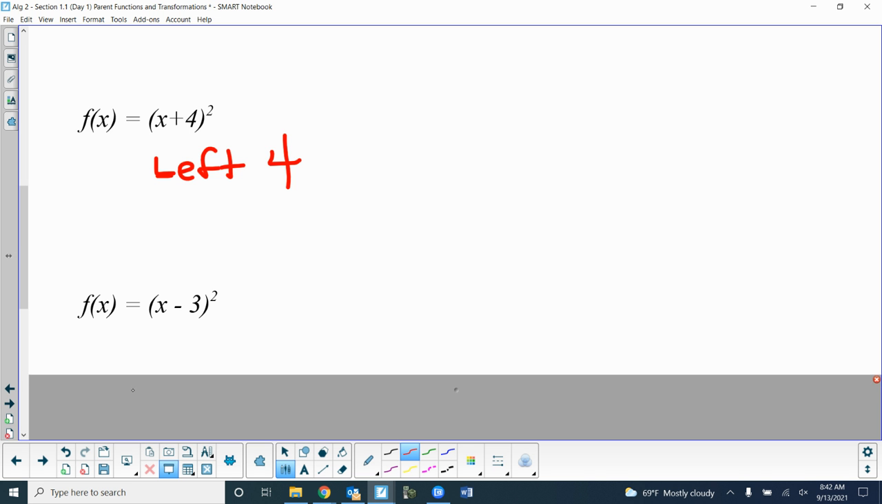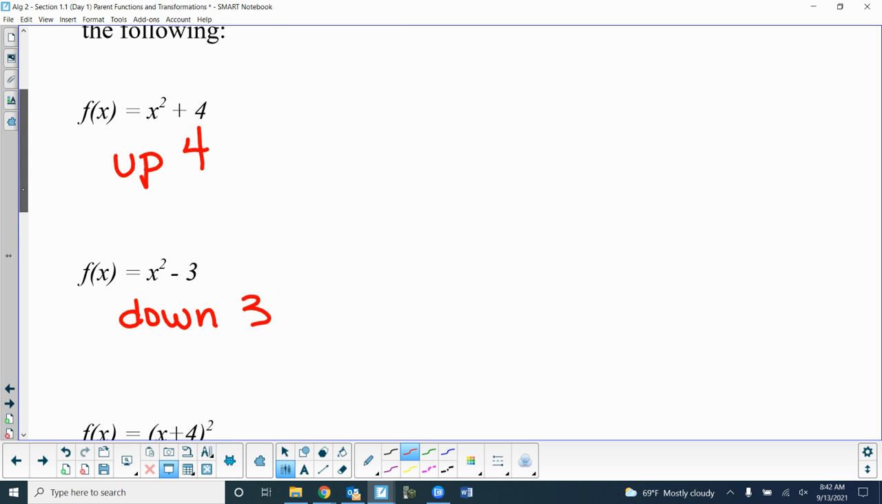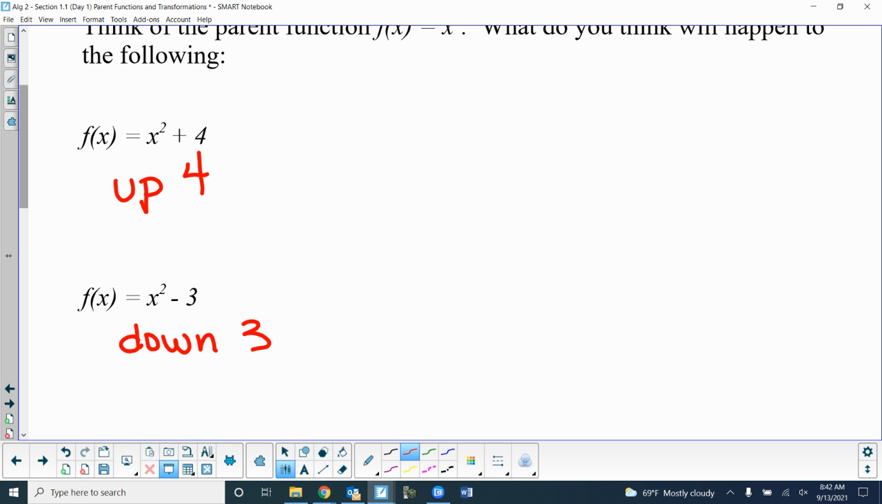And this one would be right 3. So when it's inside the parentheses or absolute value bars, it's the opposite and it's left or right. When it's outside, it's what it says and it's up or down. Okay, that's what we learned on Friday, right?